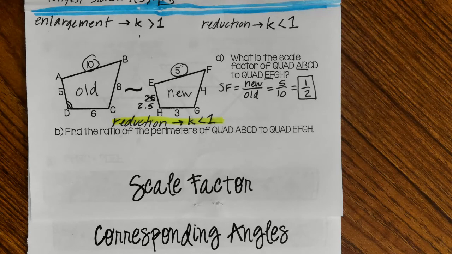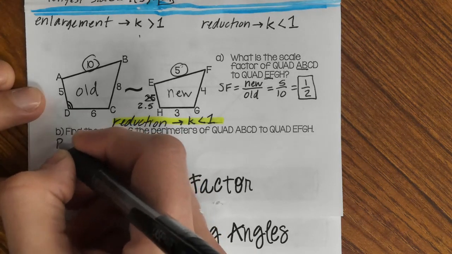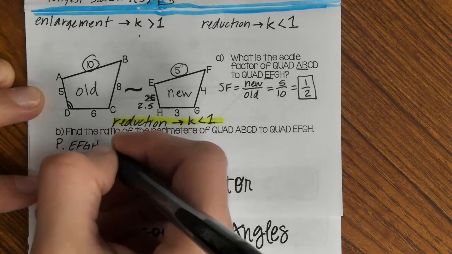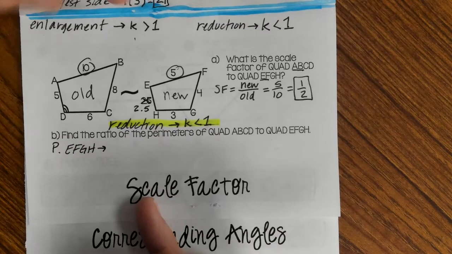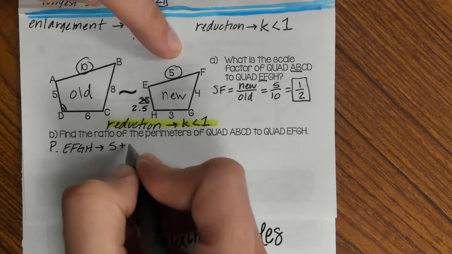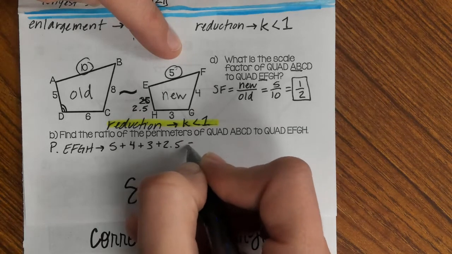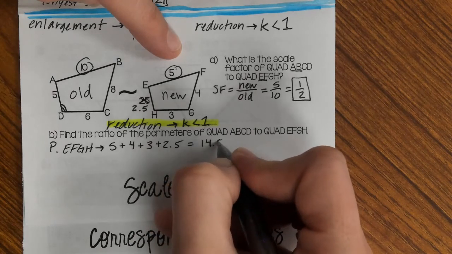Now we want to find B, which says we want to find the ratio of the perimeters of both of these quadrilaterals. So I'm going to stick with EFGH. We could do this either in fraction form or with the colon because it's a ratio, it doesn't matter. Here I'm going to find P, the perimeter of EFGH, knowing that this is adding all 4 sides together. So I'll have my 5 plus 4 plus 3 plus 2.5, and I will wind up with 14.5 total.